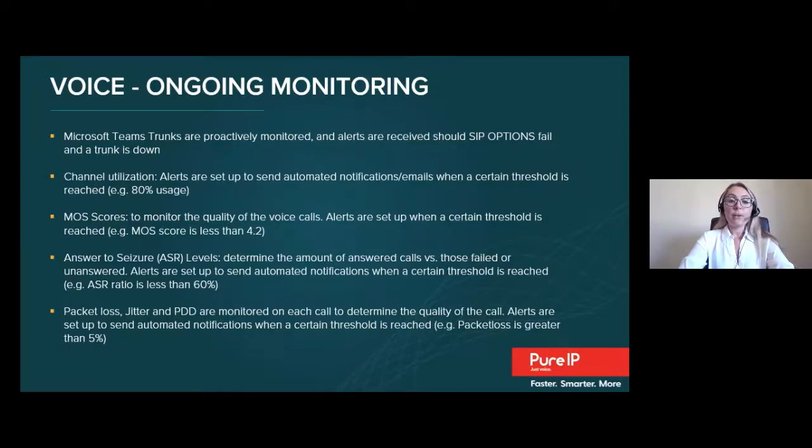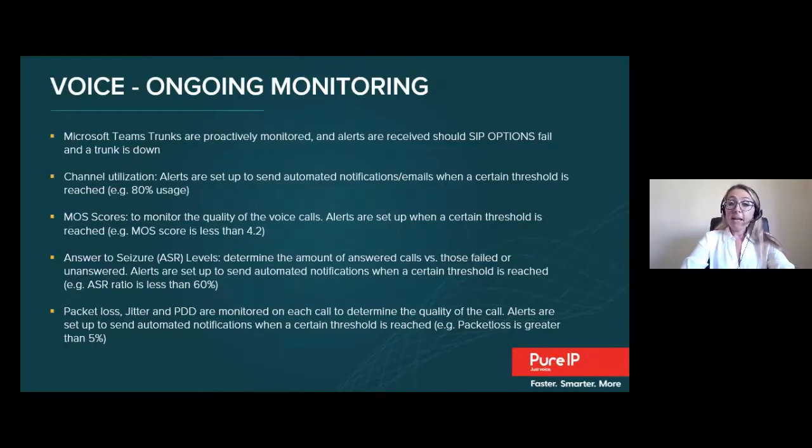So the first one there is SIP options, which are the keep-alives that can be set up between the SBCs and the Microsoft PSTN gateways. Alerts can be received if the connectivity between one of the SBCs and the Microsoft PSTN gateway is down. This shouldn't affect service because there are multiple PSTN gateways. But again, it's good visibility to know there's something not quite right there.